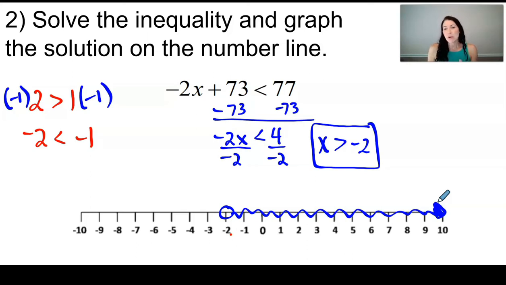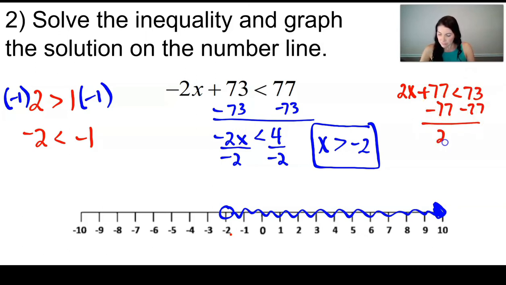Now, I want to make an important point here. Notice that Molly said it's when you divide or multiply by a negative number. Let me show you an alternative. What if this inequality had been 2x plus 77 is less than 73? And let's say we subtracted 77 first to get 2x is less than negative 4, and then we divided both sides by 2. This time we don't have to flip the sign because we're not dividing by a negative number.